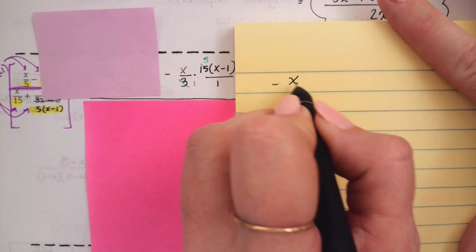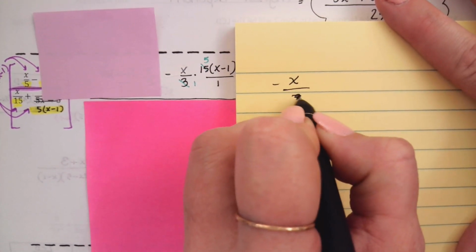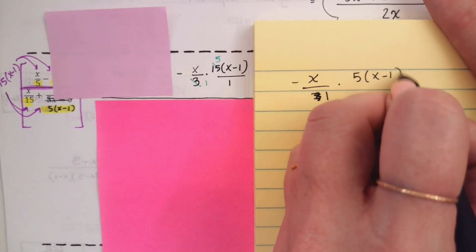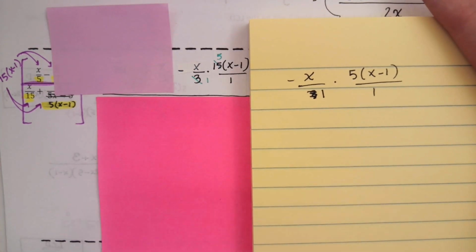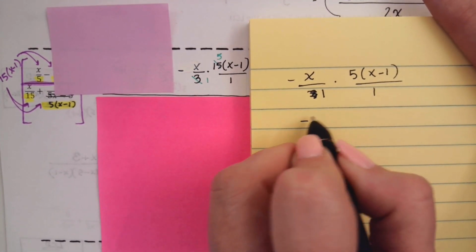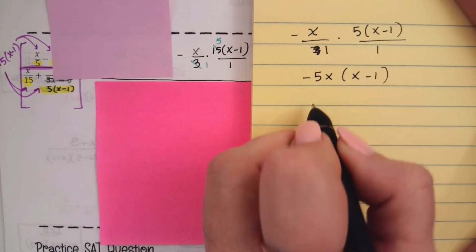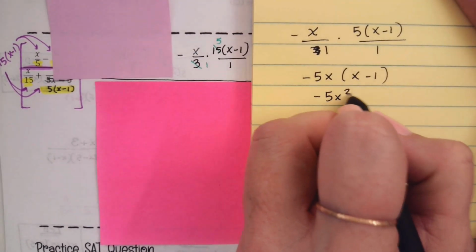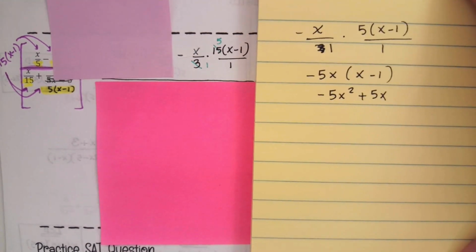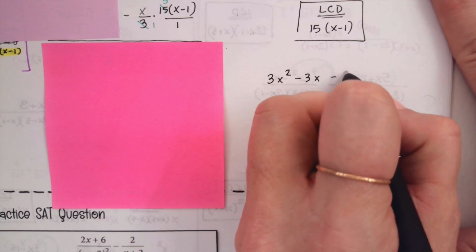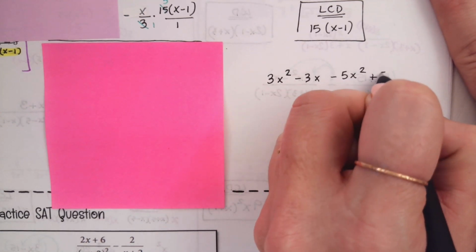All right. Just writing out what we have. We have negative x over, actually, that's a 1 now, times 5 times x minus 1 over 1. So 5x minus 5, minus 5x. So we have a minus 5x times x minus 1, which would be minus 5x squared plus 5x. So that's also on my big giant numerator: minus 5x squared plus 5x.